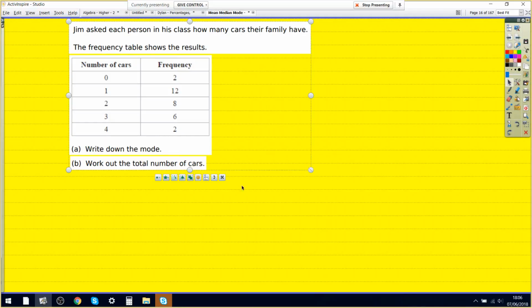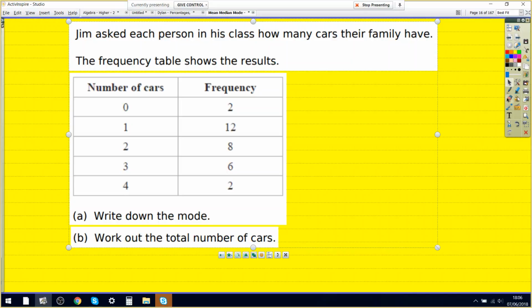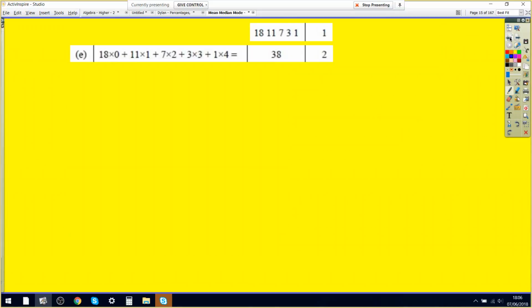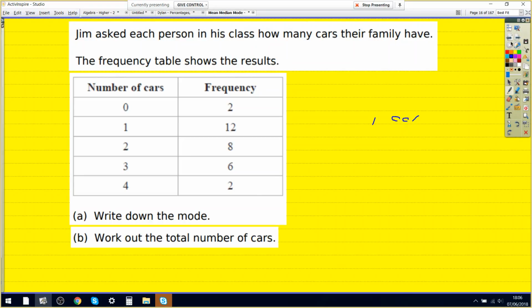Okay, this one, write down the mode. 1. Yeah, 1 car. 30 for the second one as well, but I just want to see. So the total number of cars. So the total frequency is 30. 2 people have 0 cars. So that's 0 cars. Oh yes, that would be. Oh, I get it now. Yeah. I was just adding up the frequency, so.